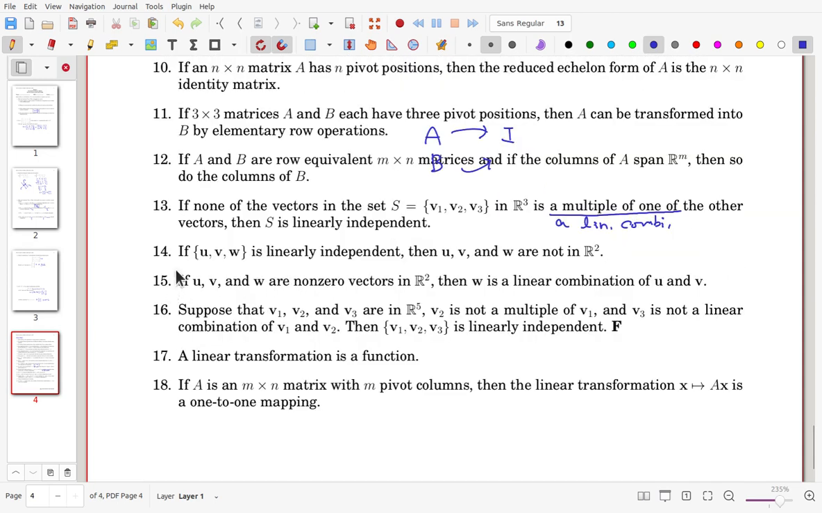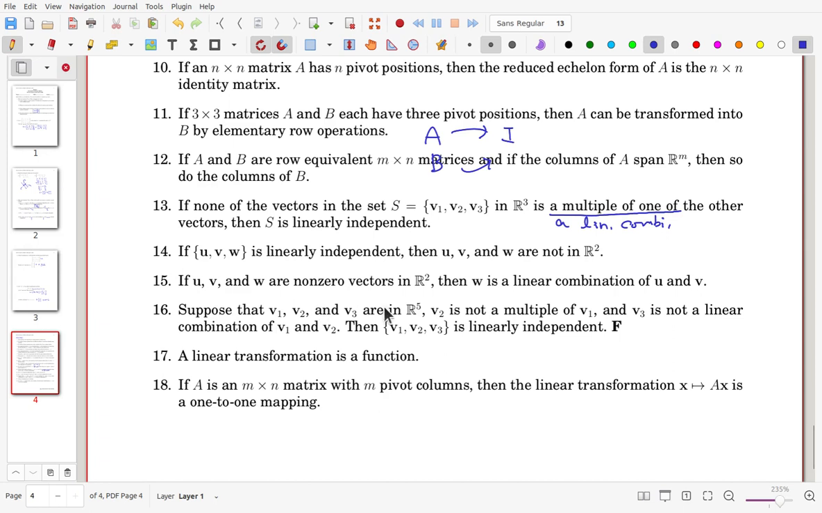Number 14. If these three vectors are linearly independent, then u, v, w are not in R2. Is it true? It must be true. If they are in R2, then the number of vectors is larger than the dimension, so they cannot be linearly independent. So this given statement is true.